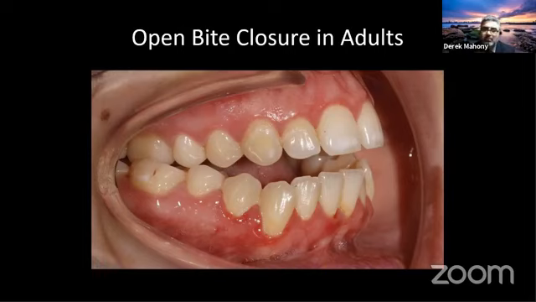Okay, so what are you going to do with this patient? I mean, she is 33. She has a bilateral crossbite. She has a large open bite, and obviously she has a lowered tongue posture.